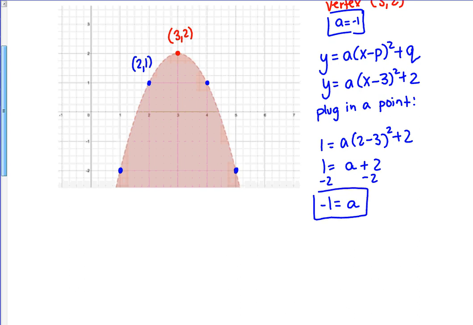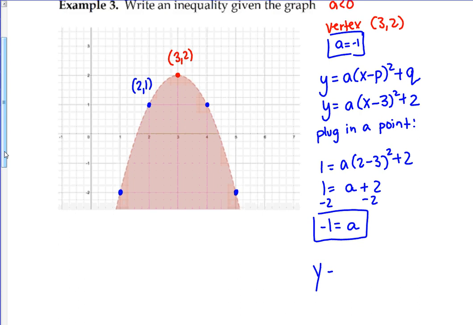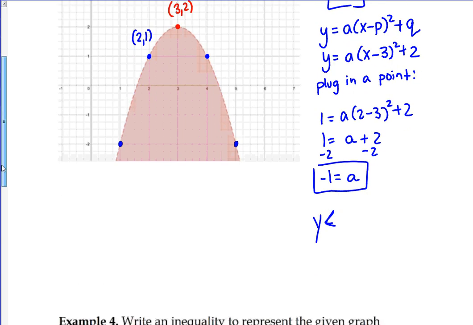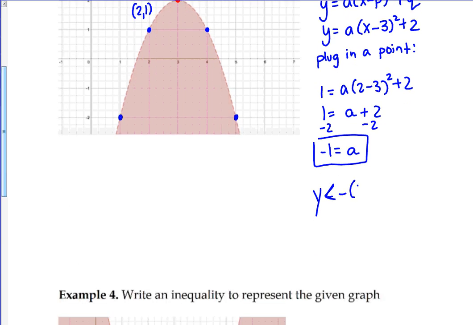So is our shading going to be above or below in this case? Look at your vertex. Are we above your vertex or below your vertex? Below, so it's y is less than -x minus 3 squared plus 2. There's your answer.